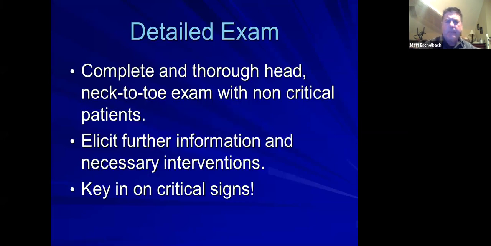So if you look up in here, right up in here, that's where the tractions are coming. The inner thoracic muscles are pulling and tightening. So we've done a detailed examination. That's a complete and thorough head to neck examination in non-critical patients. We might skip parts of that because if they're critical, we're gonna get right to our treatment plan. Try and get as much intervention as possible and key on those critical signs and symptoms that we've talked about.